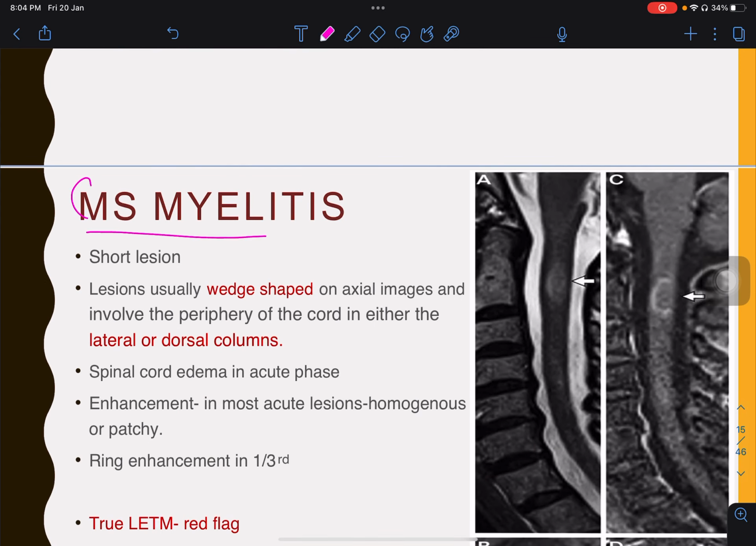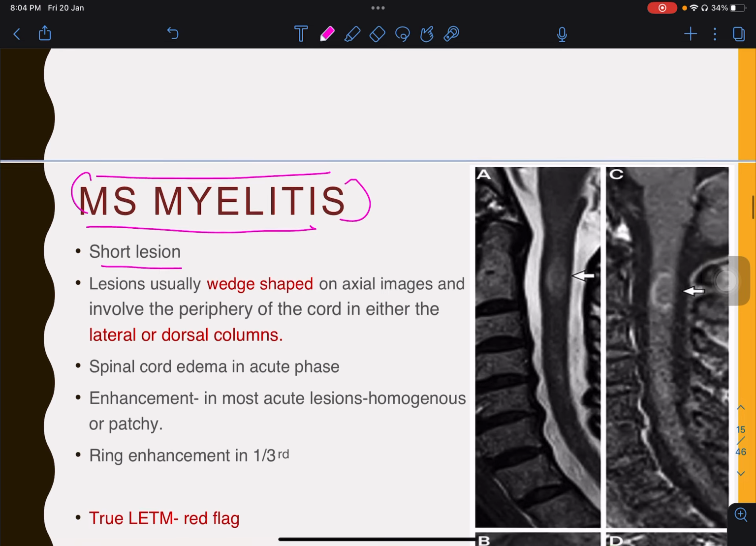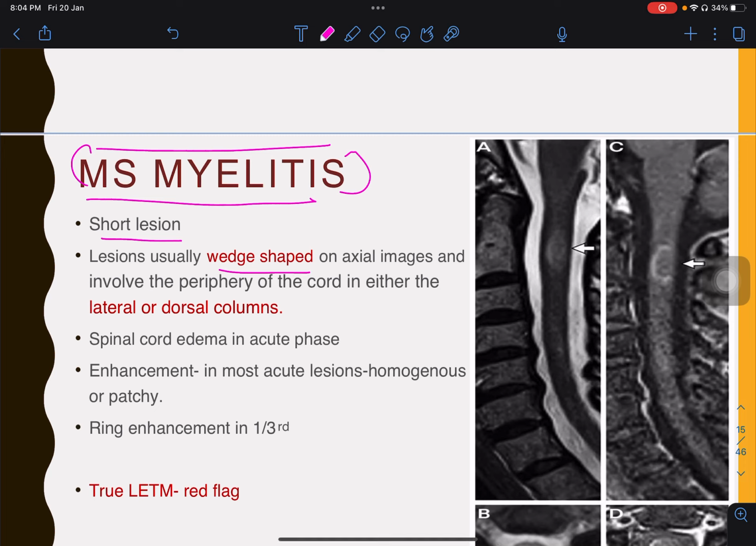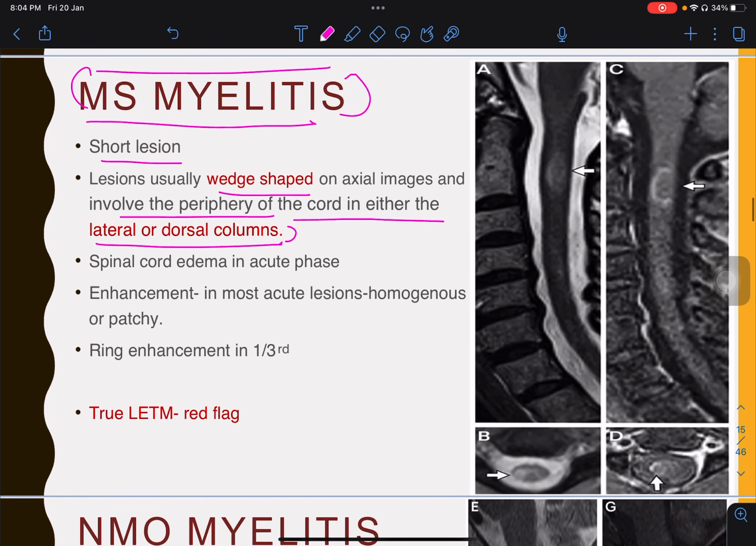A few points regarding MS myelitis, extremely important and relevant points only, that we'll discuss. MS myelitis is a short lesion, not a long lesion. It's a wedge-shaped lesion on axial images and involves the periphery of the cord in either the lateral or dorsal column. Spinal cord edema in the acute phase can be seen in multiple sclerosis.